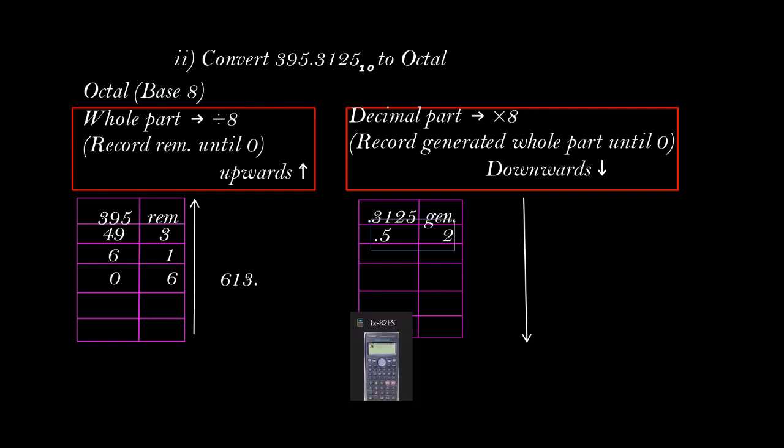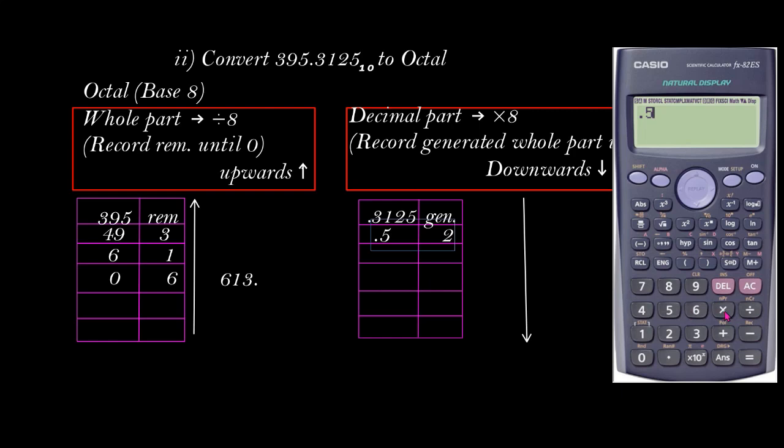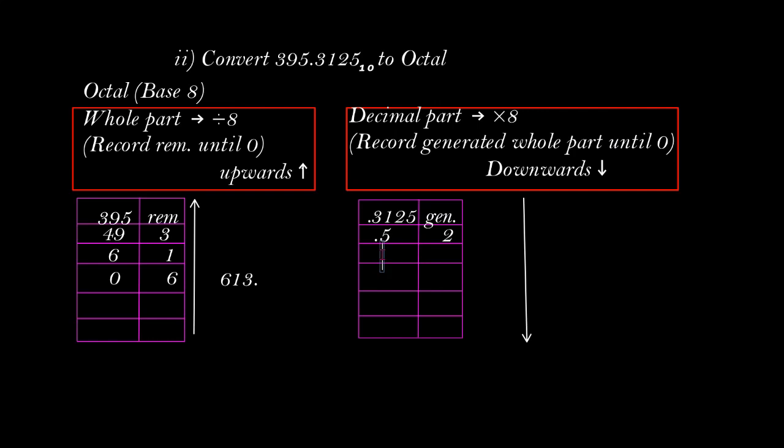Then that 0.5 is what you multiply by 8. You record the generated whole part, then you continue with the remainder. The generated whole part is 4. So on the decimal side we are remaining with 0. The moment we remain with 0, it means we've reached the end. The whole part is what you record, and the remaining decimal part is what you continue multiplying until you get 0. We found 0, so the process has terminated.